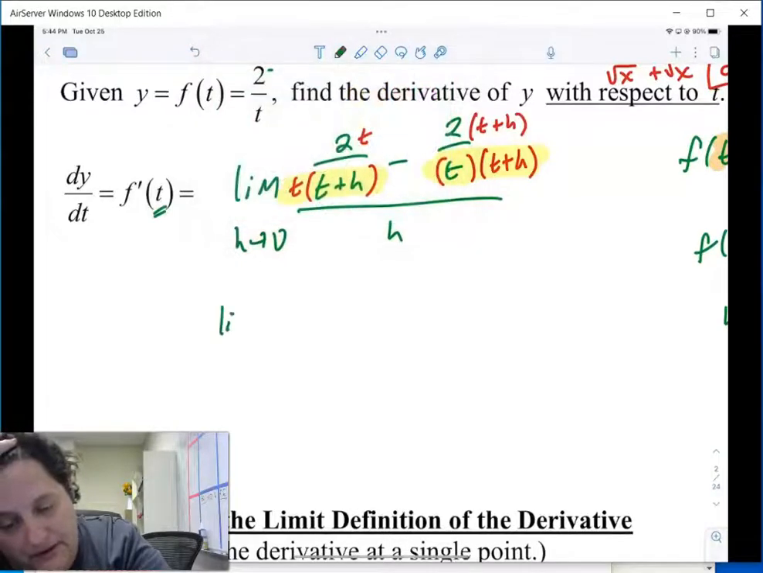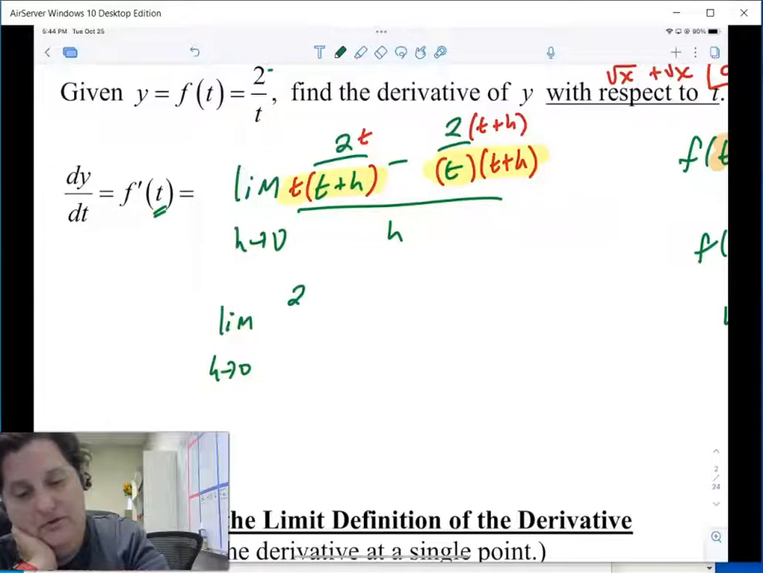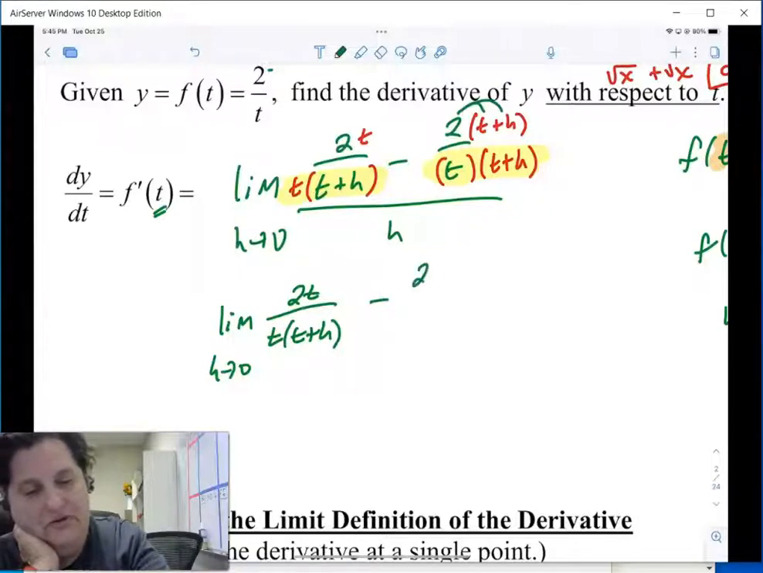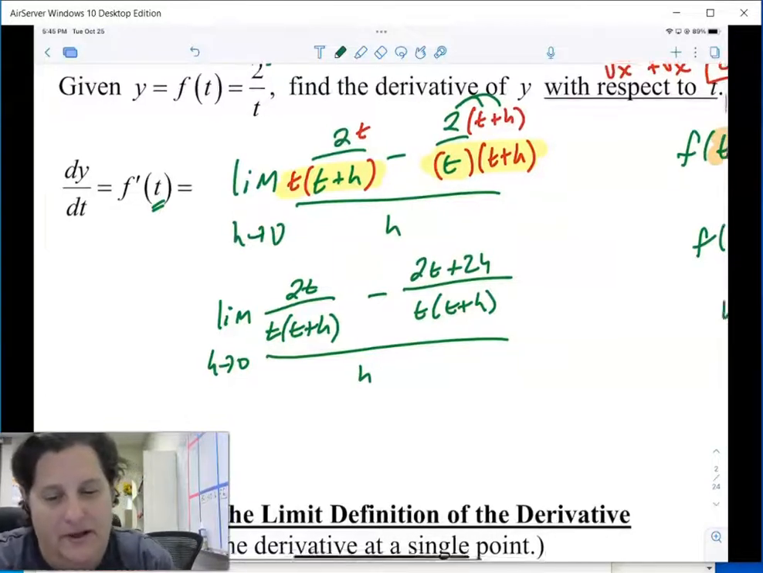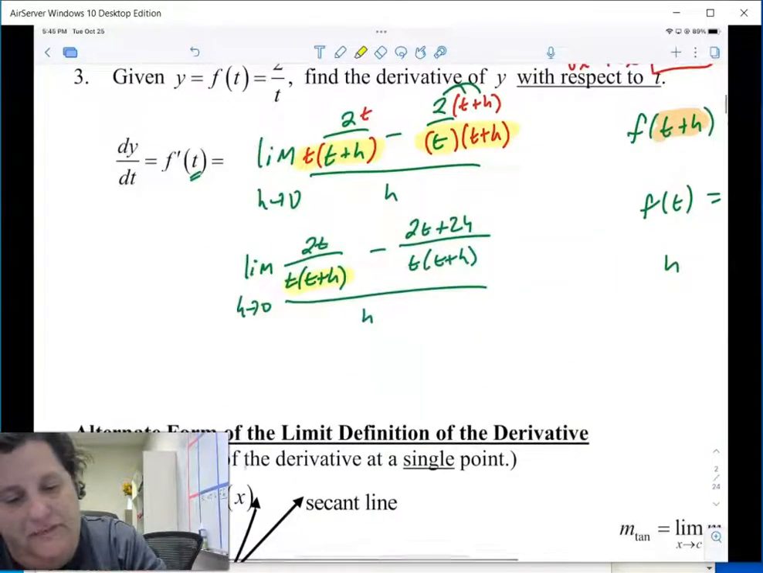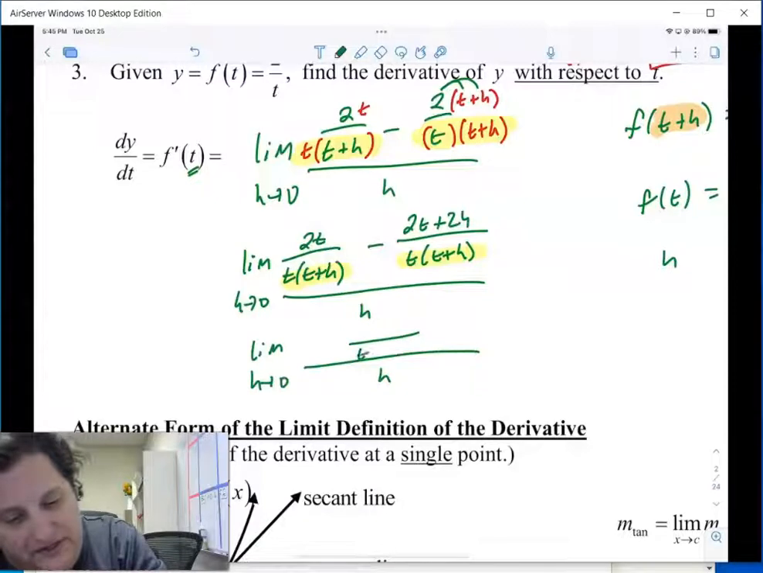Okay, limit as h approaches 0. 2t over t plus h. I'm not going to multiply out that part. And then 2t plus 2h over t plus h. Okay? So I got my common denominator. And now that my denominator is the same, I can add the top parts. Okay, so my denominator was t parenthesis t plus h.